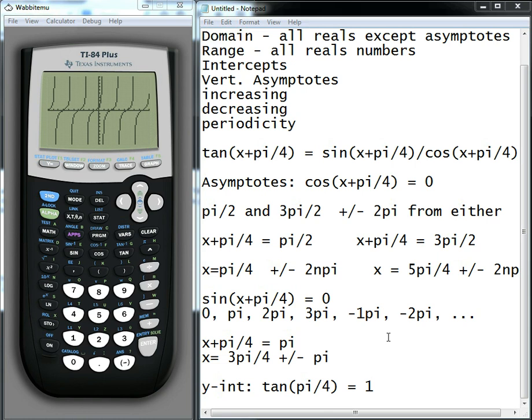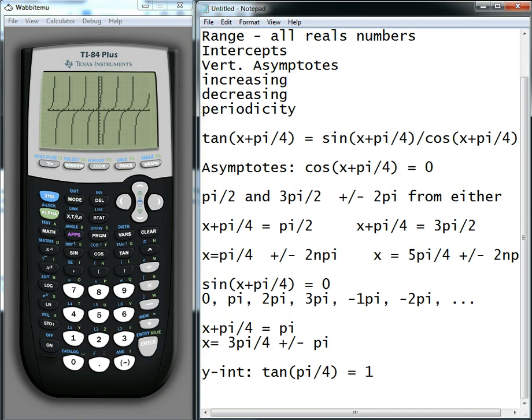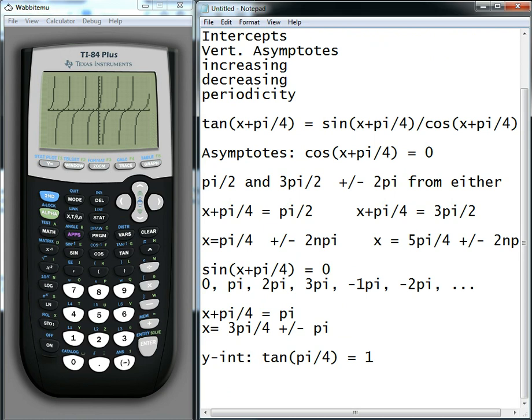And for periodicity, I'm not really sure what they're getting at, but I think what your teacher wants is how far is it from node to node. So these x-intercepts, how far apart are they? And they're pi away. So the period here would be pi. That's when it starts repeating. It repeats itself after every pi interval. Okay. I hope that helps.